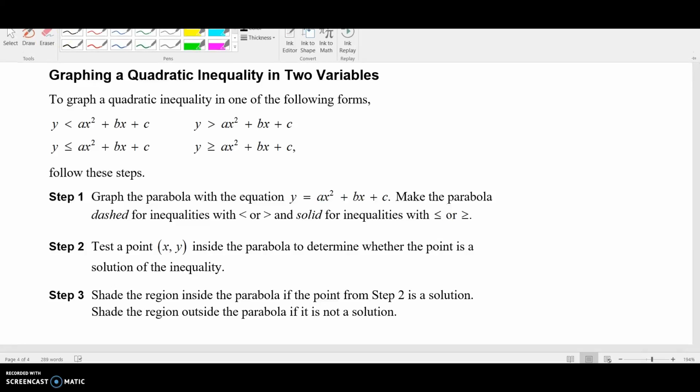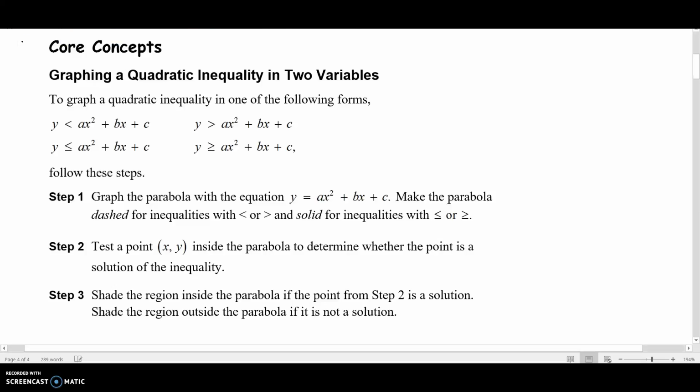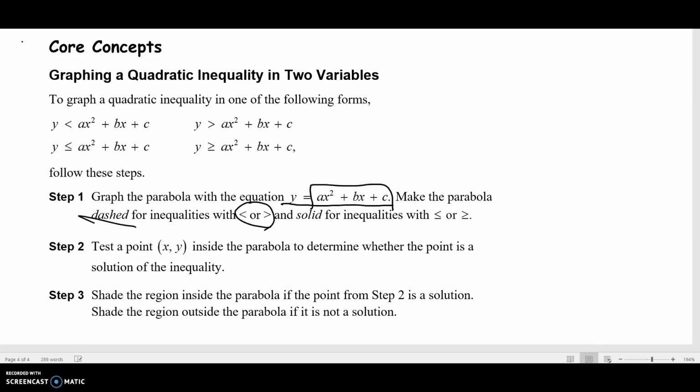So step 1 is going to be to graph the parabola with the equation equals. So we're going to pretend that there's an equal sign there with the y, and we're just going to plug in my ax squared plus bx plus c into my y equals. And then if there is a less than or greater than, we make a dashed line. If there is an equal to underneath, we make a solid line.